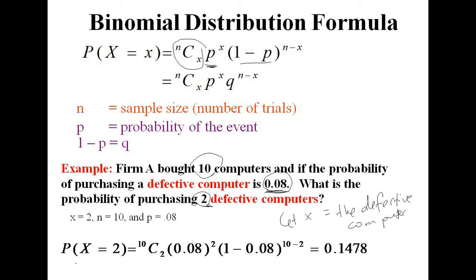So substitute inside: n is 10, x is 2, p is 0.08, and 1 minus p is 1 minus 0.08, power 10 minus 2. We will have 0.1478, and I will accept 2 to 4 decimal places. So you can give 3 decimal places, or 4 decimal places is also fine.